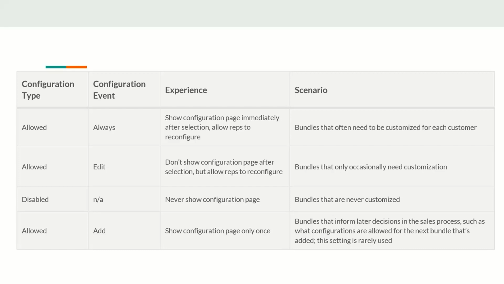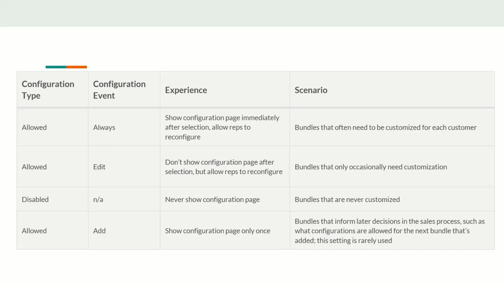If it is allowed and the event is edit, it will not show you the configurator page after the selection, but it will show you the quote line directly. From there, if you click on the configure button, you will be redirected to the page where you can make your choices for the selections. If the configuration type is disabled and the configuration event is none, it will not show you the configuration page, because bundles are never customized.